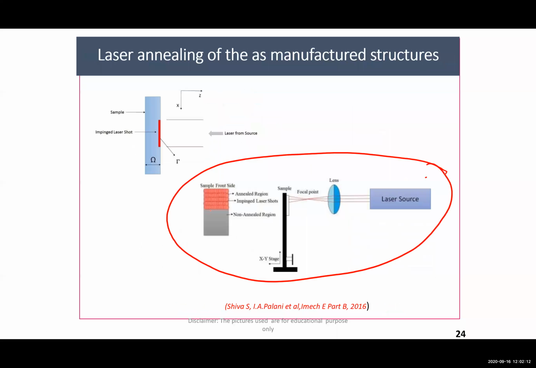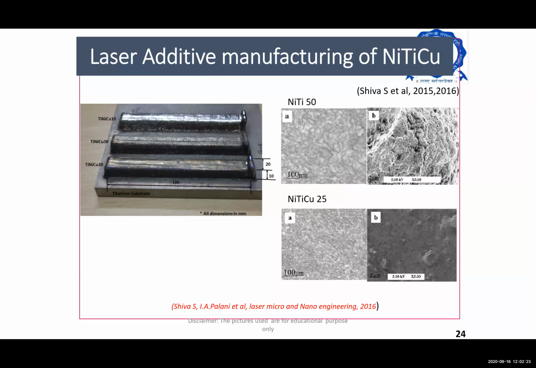Here we went for complete overlapping. When we go for an overlap, you get a uniform pattern coming out of it. These are some of the structures which we made for the shape memory alloy. Since we need higher impact and improved ductility, we went for NiTiCu combinations. It's a kind of ternary alloy.